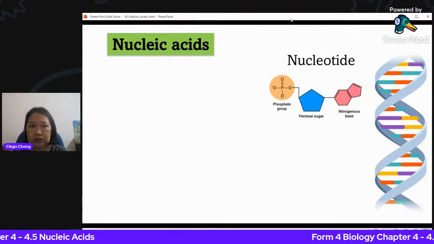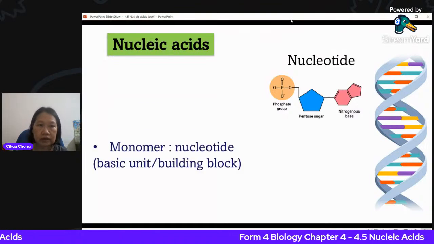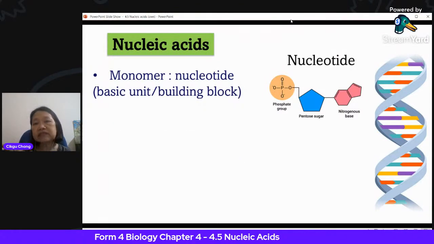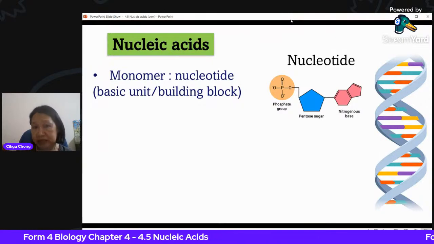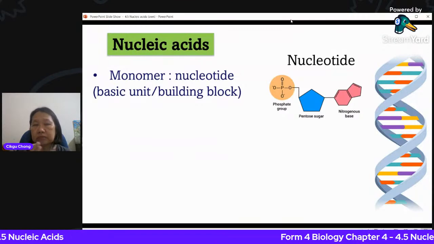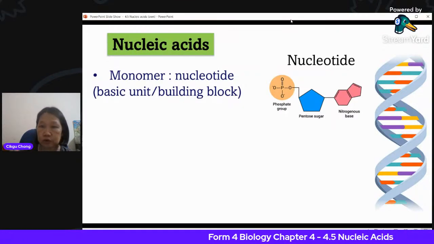All right. So nucleotide. Now, as I said, the basic unit. Monomer means it's the basic unit that is going to be repeated. So you call it the basic unit or the building block. The building block of the DNA or RNA is the nucleotide.